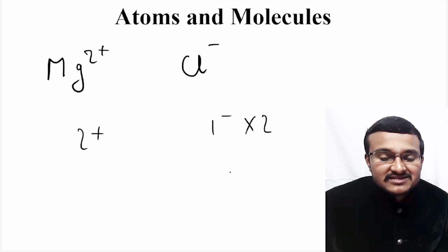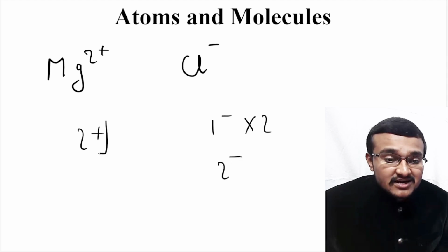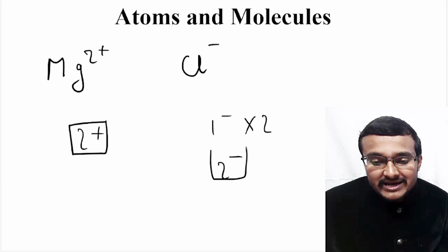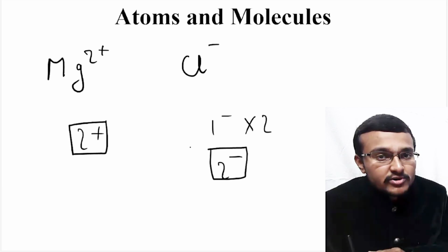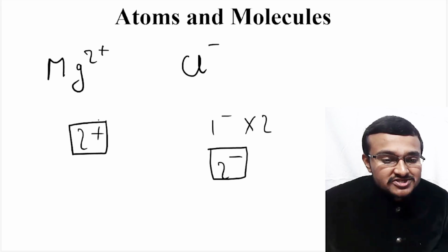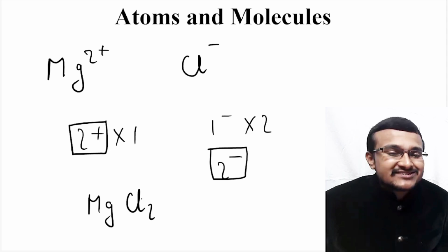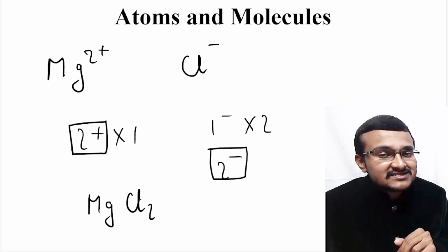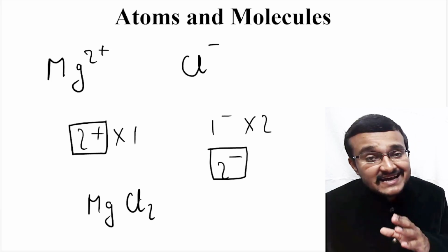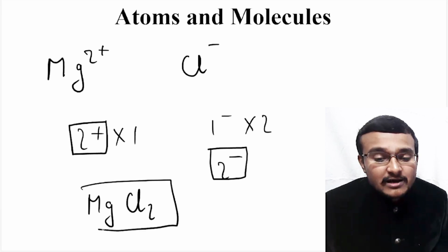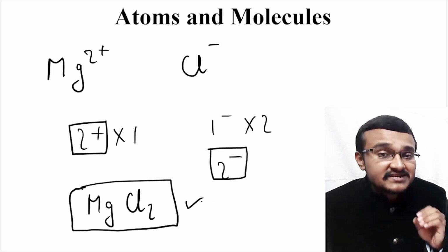So now I'll multiply this 1 minus with 2. So it will give me 2 minus. So the 2 plus charge will cancel out the 2 minus charge to give you a net neutral compound, that is MgCl2, because here 1 Mg atom should combine with 2 chlorine atoms. With 2 chlorine atoms there will be 2 minus charge, and Mg already has 2 plus charge, so the 2 plus and 2 minus cancel each other, and there will be a stable bond formation and a stable compound formation. So that is actually MgCl2.